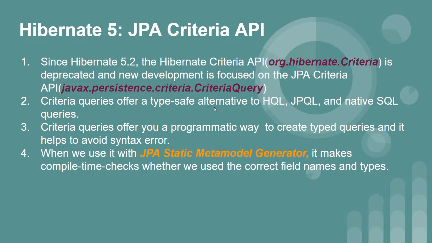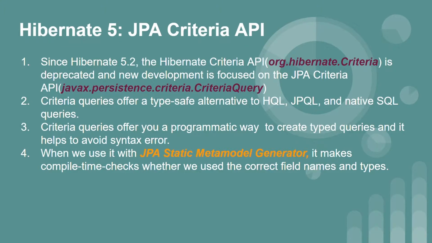Hello friends, welcome to this video, and today we are going to discuss the JPA Criteria API. The JPA Criteria API came in Hibernate 5.2 version. The old Hibernate Criteria API is now deprecated and new development is focused on the JPA Criteria API.